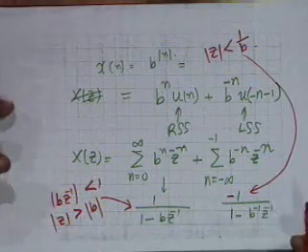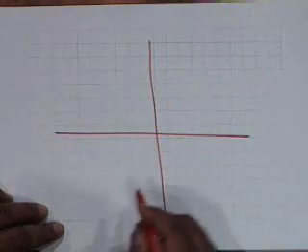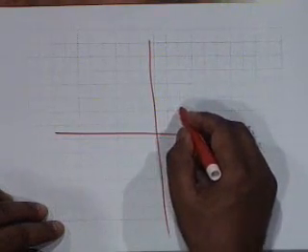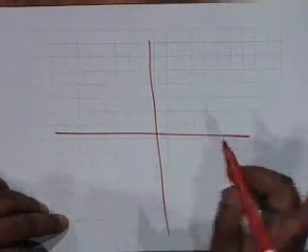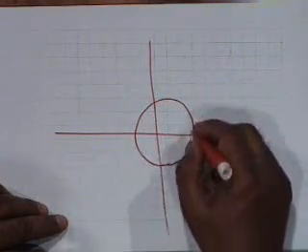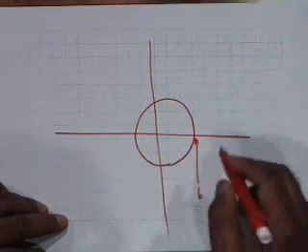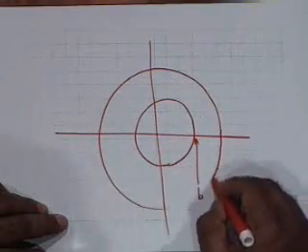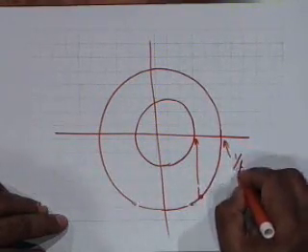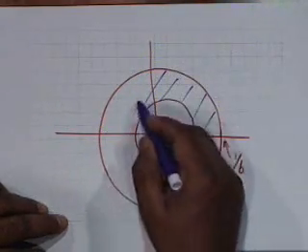And therefore, if I plot the ROC in the Z plane, then I get a picture like this. A circle of radius b, which is less than 1. So 1 by b is greater than 1. So we have a circle here of radius, let's say b. We assume that b is real. There is no harm in assuming. And there is a circle of radius 1 by b, and naturally the region of convergence would be the annular region between the two.